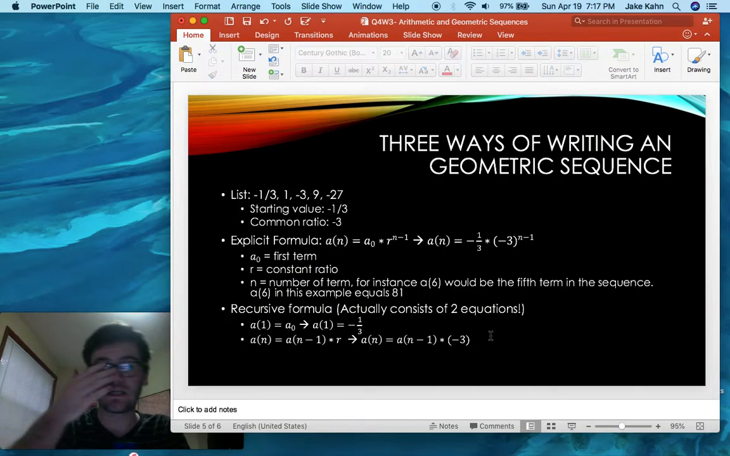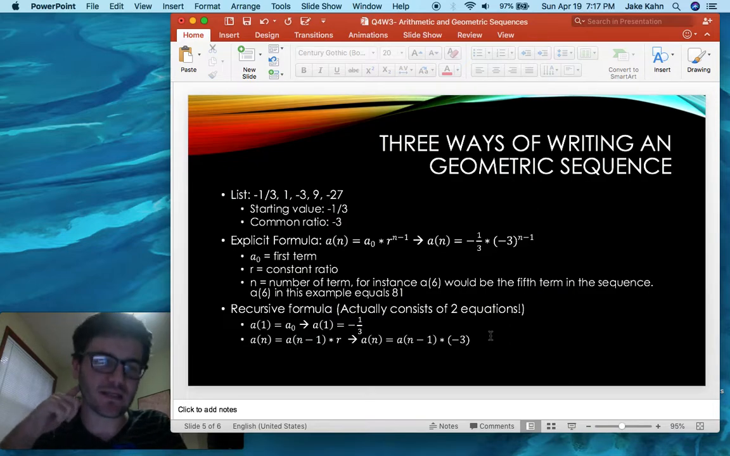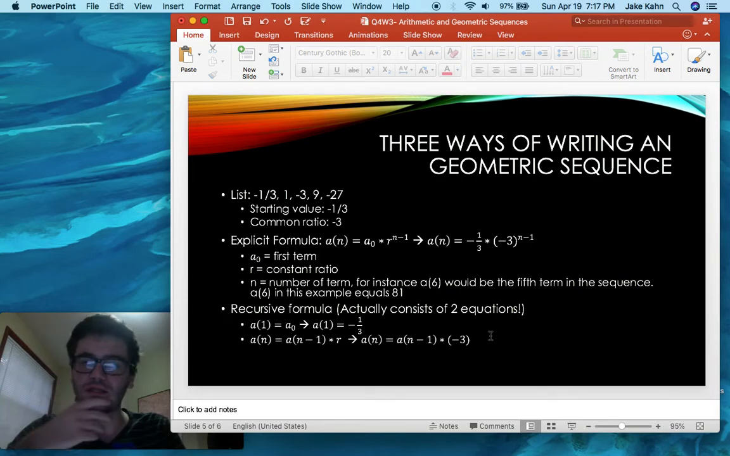A question that I often get is which is better? The answer is, it really depends on the situation. If you're looking for the 100th term in an arithmetic sequence, instead of writing out all the numbers to 100, plugging in n equals 100 to one of these formulas would probably be the easiest thing to do. So that's why we have formulas, to streamline the process of finding those numbers in these sequences.